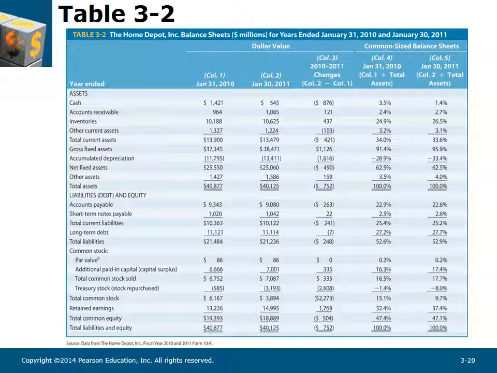So they're showing you the change between each year, but they're also showing you the percentage each item is of total assets. And you would do that for every single item on the balance sheet. So it's an easier presentation. You could see what percentage of your assets are current assets, what percentage are plant assets, what percentage is liabilities, what percentage is in equity.